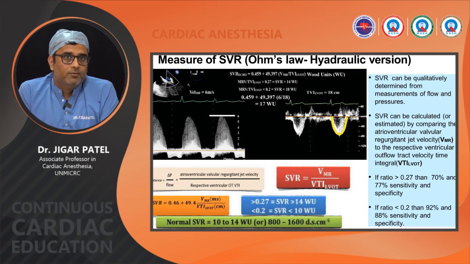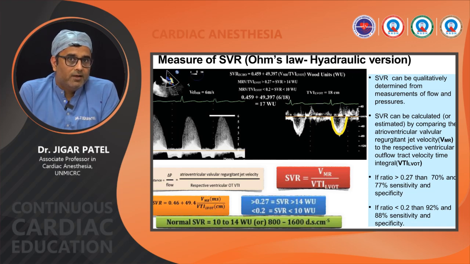Similarly, the volumetric data we take is the VTI across LVOT. So SVR can be qualitatively determined from this measurement of flow and pressure, and calculated by taking a ratio of peak velocity across the mitral valve divided by VTI across LVOT.